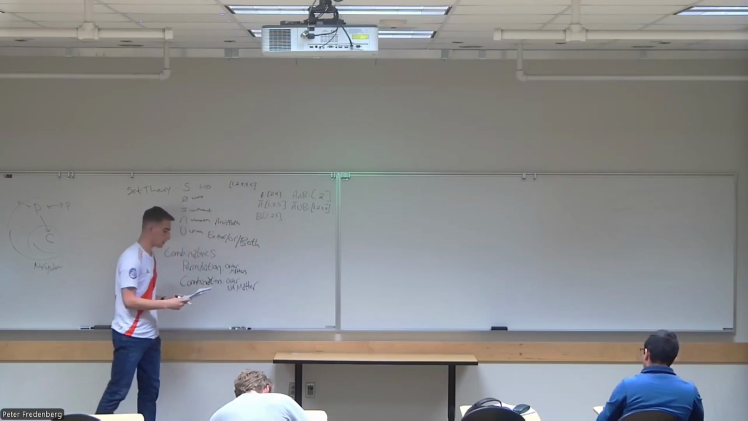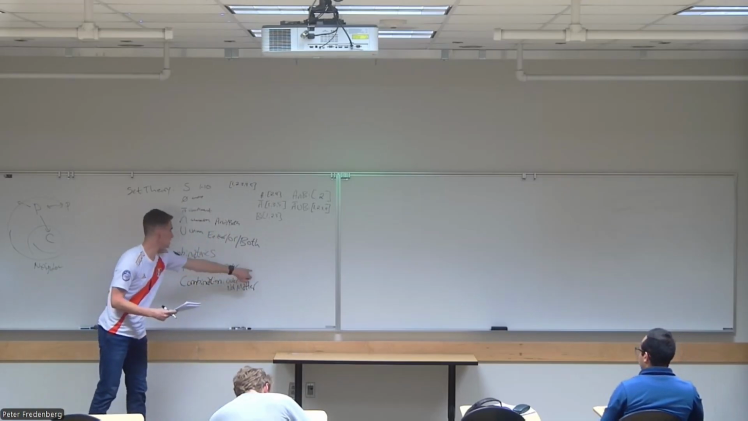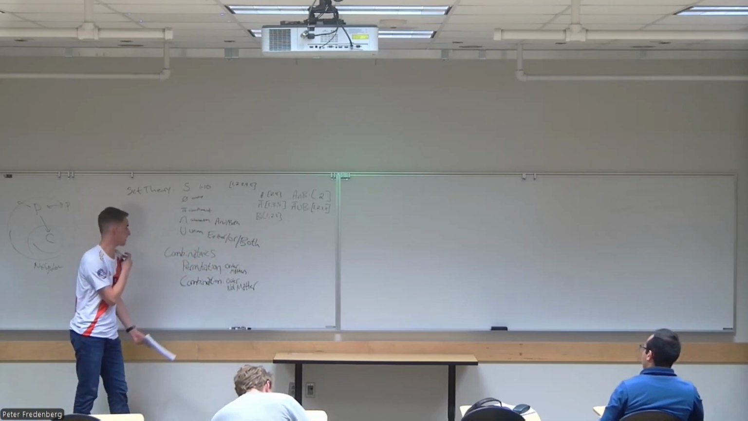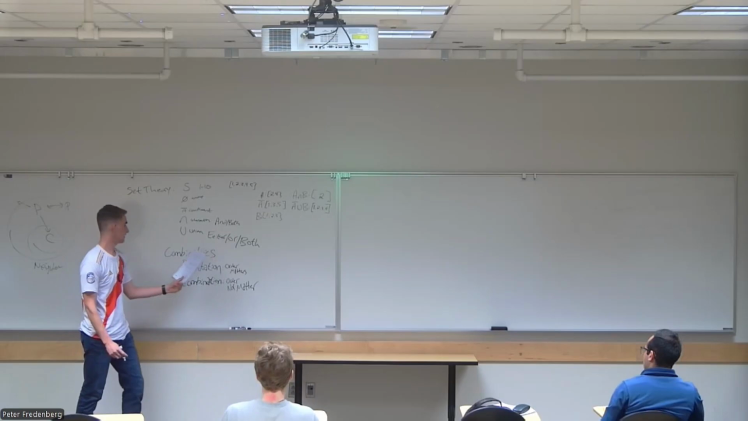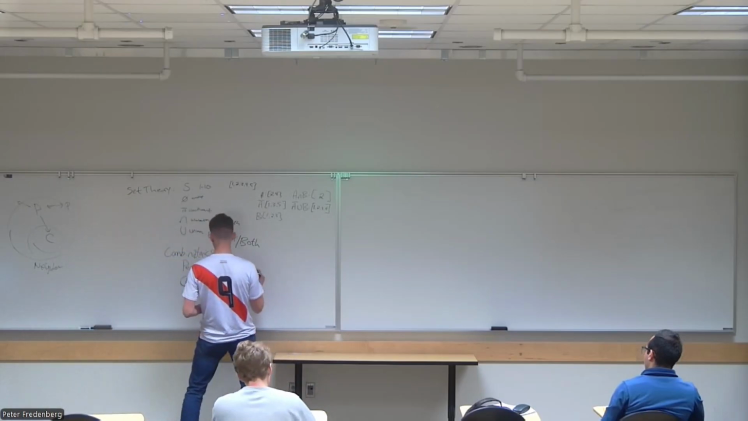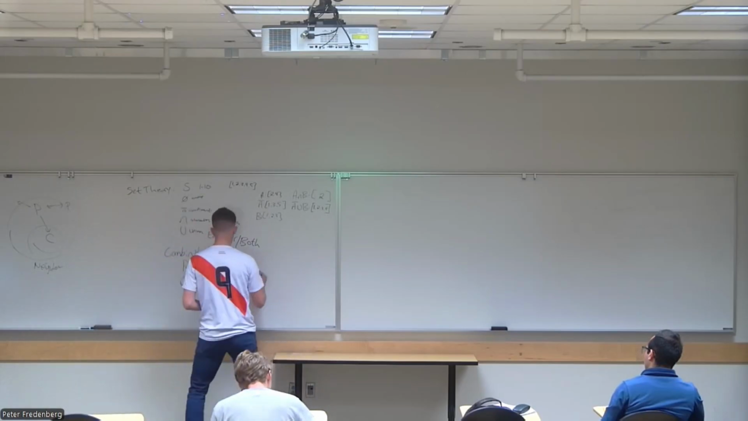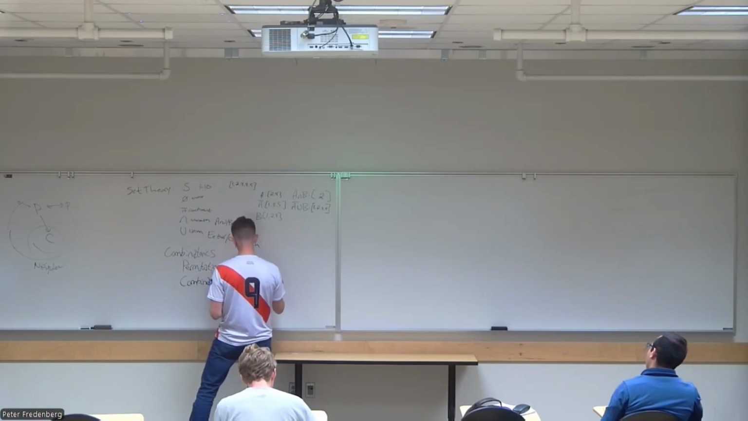Okay, let's go over, do you guys remember what the equations are for permutation and combination? It's n factorial over n minus r factorial. Yep, and which one's that for? The permutation.